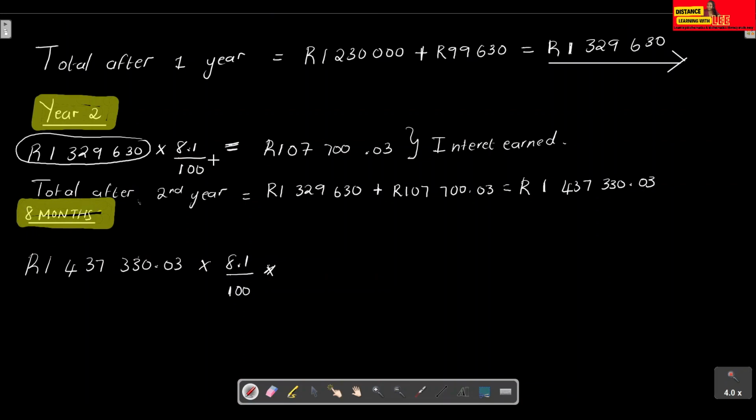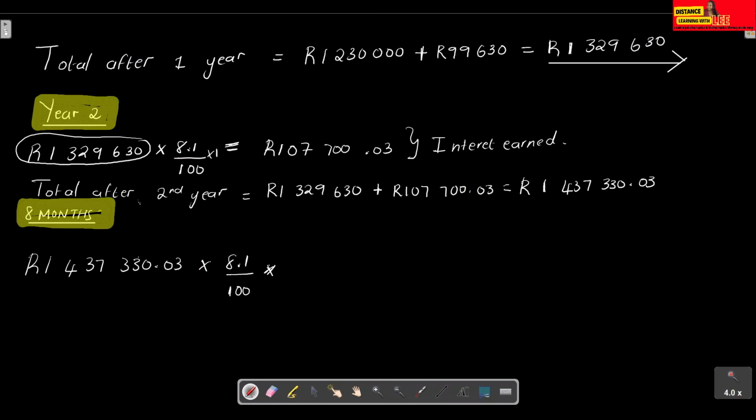Here we just multiplied by 1 because we knew that it was compounded yearly. But here we've got months. However, we're supposed to compound or add interest on a yearly basis, and here the money doesn't stay in the account for the whole year. It stays in the account for just 8 months. So we need to convert those months into years.